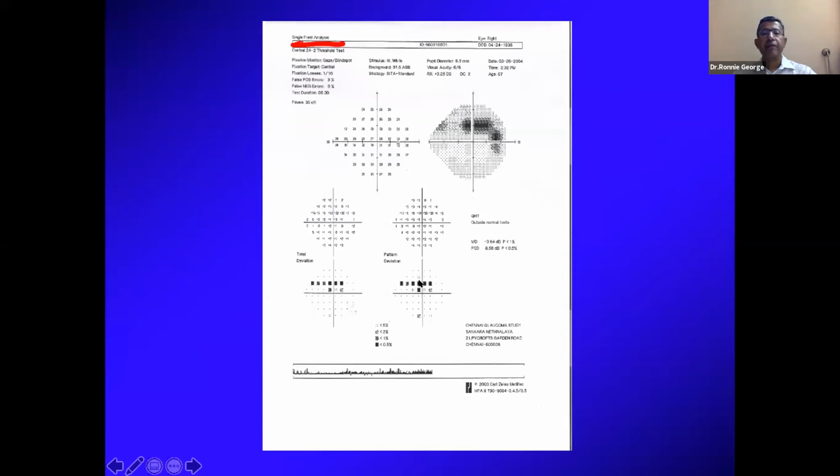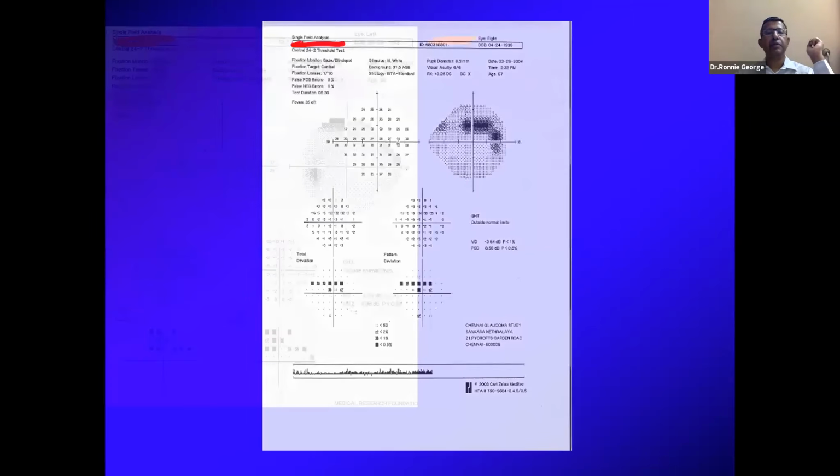And when we look at the pattern deviation plot, we are seeing definitely a cluster of 3 or more points, all of which are depressed to a level of p less than 5%, and at least one of which is depressed to a level of p less than 1%. So you have a cluster of 3 or more non-edge points. You have a mean deviation which is depressed to a level seen less than 1%, and you have a glaucoma hemifield test which is abnormal. So it meets all 3 criteria for a visual field abnormality of glaucoma.